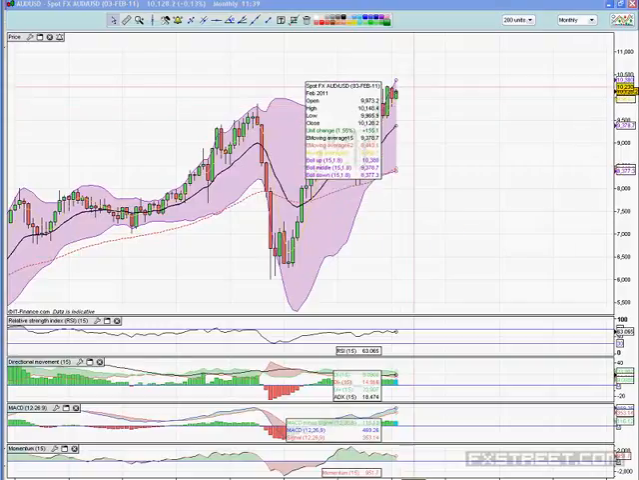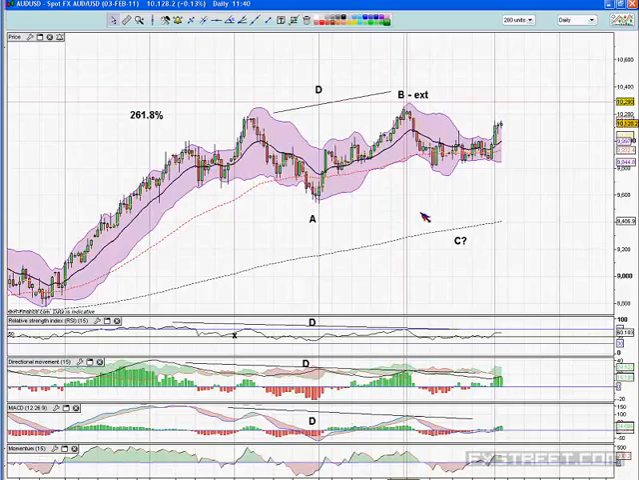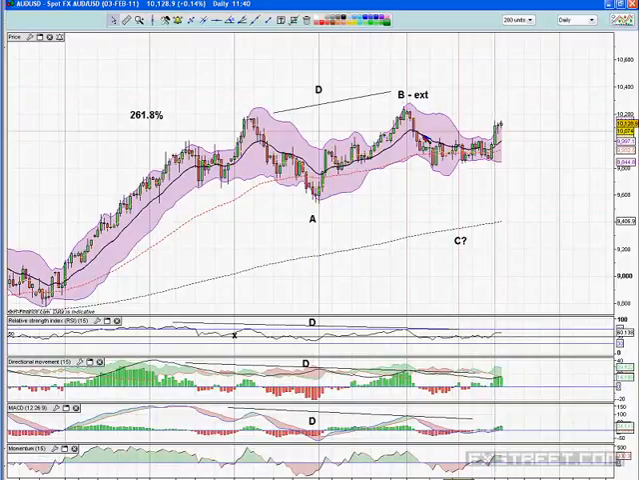Okay, the monthly is an inside red. So basically she would have to close and break below 9800 to confirm bearish bias, break and close above 10230 to confirm bullish bias. Daily chart, that was 261.8%. I'll put this in as a B extension.